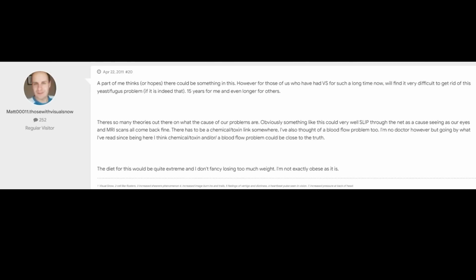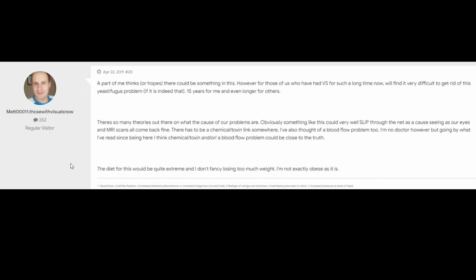And then Matt says, a part of me thinks or hopes there could be something in this. However, for those of us who have had VS for such a long time, it will be very difficult to get rid of this yeast fungus problem if it is indeed that. 15 years for me and even longer for others. There are so many theories out there on what the cause of our problems are. Obviously, something like this could very well slip through the net as a cause, seeing as our eyes and MRI scans all come back fine.